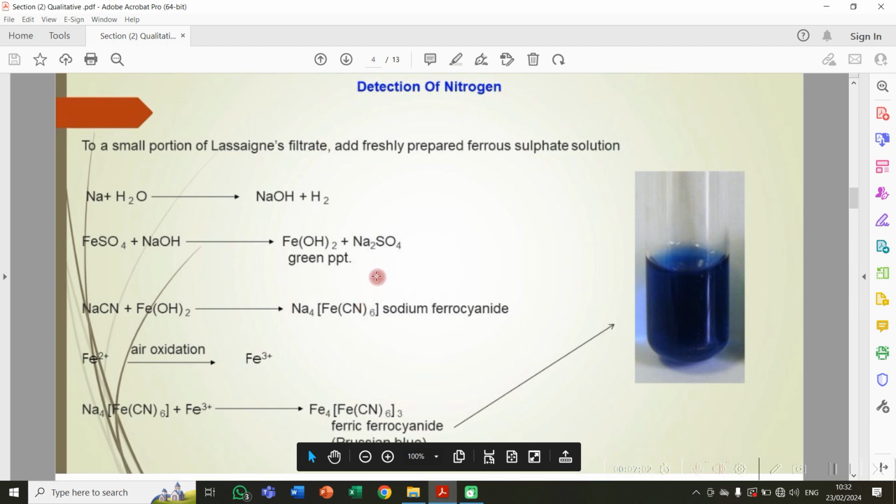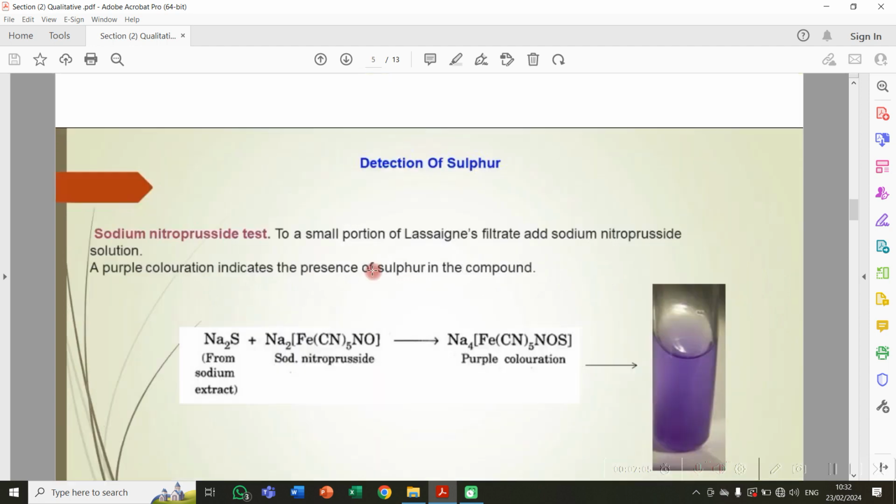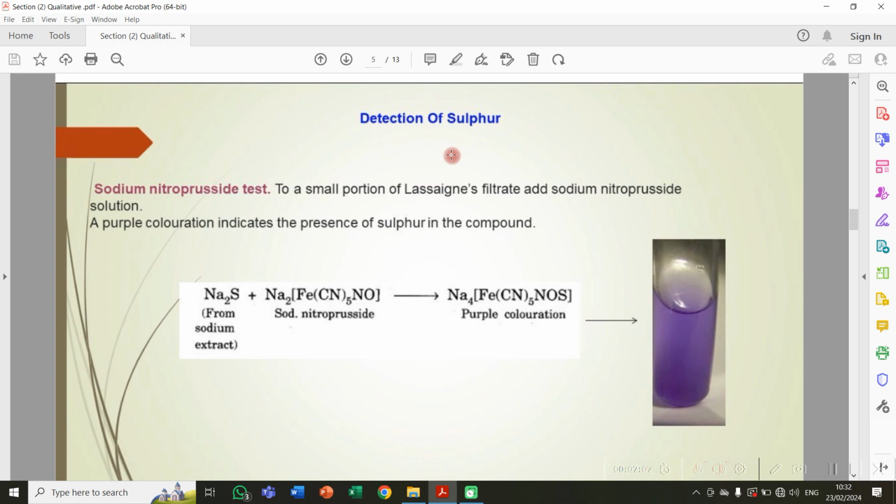Now we finish the detection of nitrogen, and we go on to detect the sulfur. Detection of sulfur is very easy. First of all, sodium will react with sulfur to give us sodium sulfide. This is the first equation that should be written. After this, we add sodium nitroprusside. Sodium sulfide will react with sodium nitroprusside to give us this compound. We should not study its name, and it is purple in color. So by the addition of sodium nitroprusside, if we see any purple color, this indicates the presence of sulfur in my compound. If you don't see any purple color, my compound does not contain any sulfur.